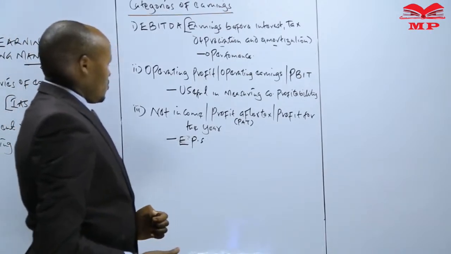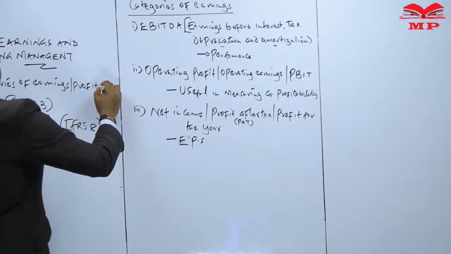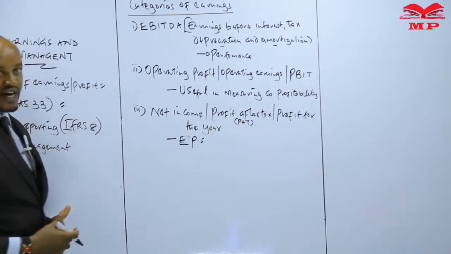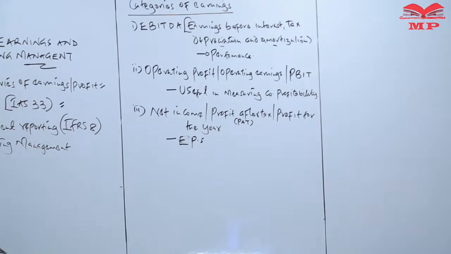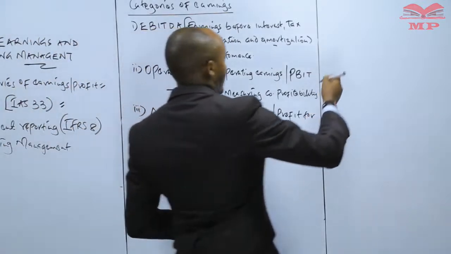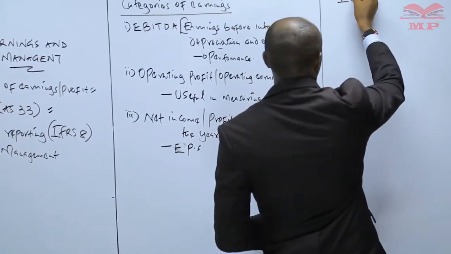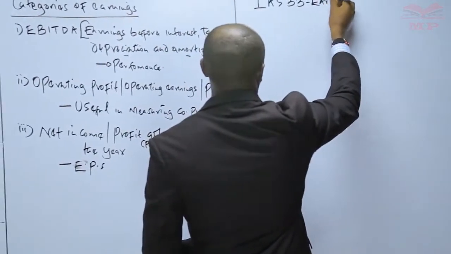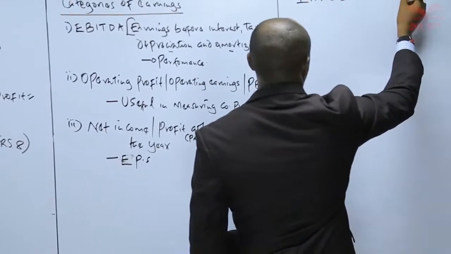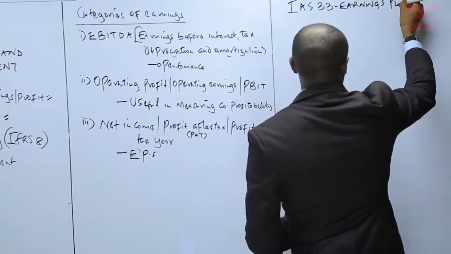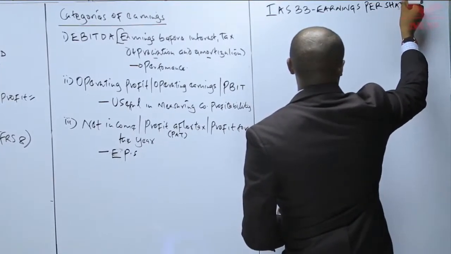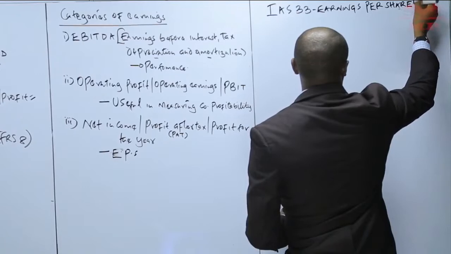Now, once we have looked at that, I want us to proceed and look at the topic of earning per share, which is a very common topic in the exam. So we look at earning per share, which we have said is governed by IAS 33, earnings per share, abbreviated as EPS.